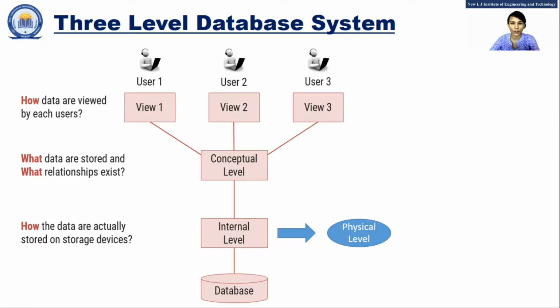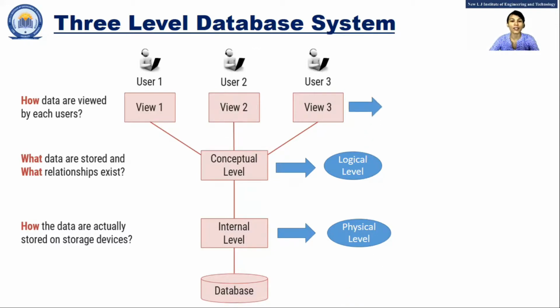Then we have the conceptual level, which is also known as the logical level. At this point, you will decide what kind of tables there will be and what the names of the tables will be. As we discussed, suppose I want to make a college database, then I will decide that there will be a student table, a faculty table, an admin table, a classroom table or a library table. And I will also decide the relationships between these tables. This is done at the second level, which is known as the logical level or conceptual level.